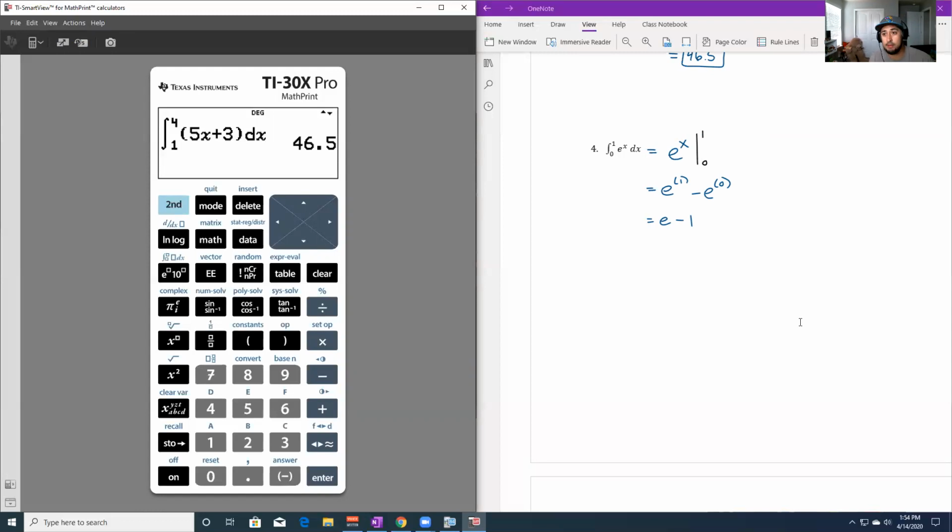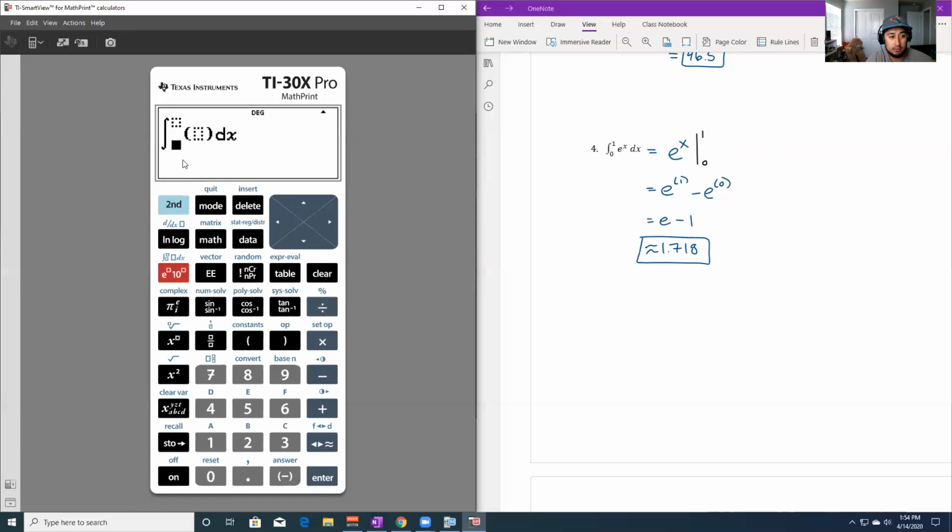Okay, but let's say we want to actually get a decimal number out of this. So let's see what our calculator does for us. Clear. E to the first minus 1. And I get 1.718. I'll just do this to 3 decimal places. This one becomes 1.718. There we go. Again, check my work.